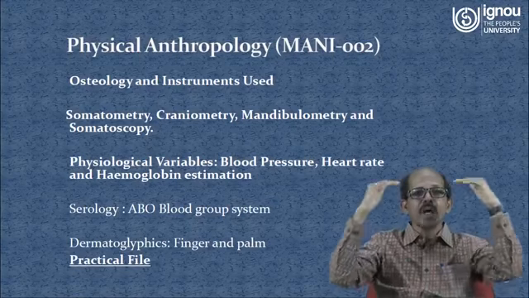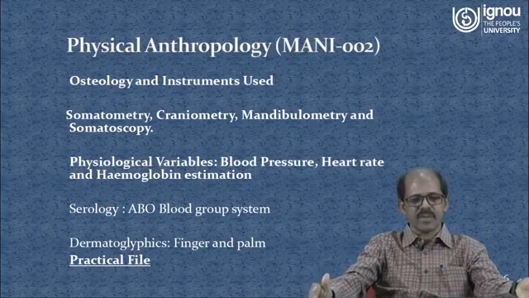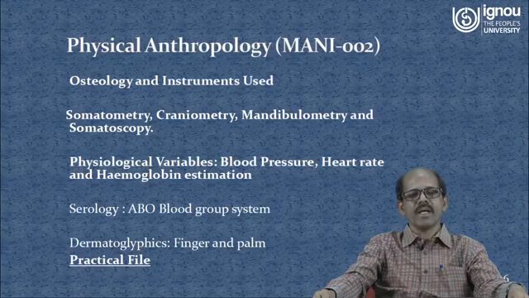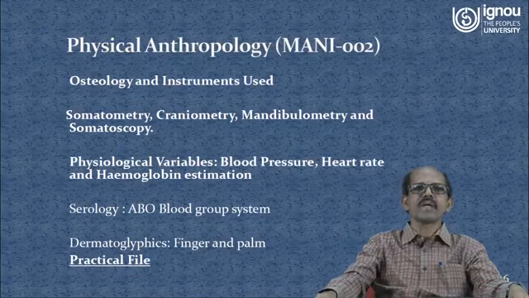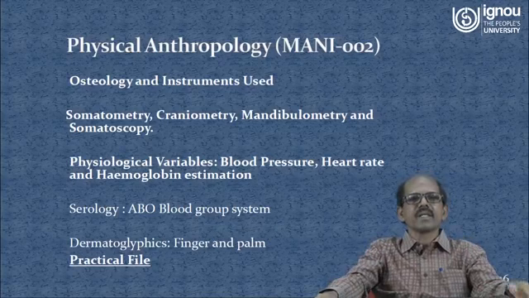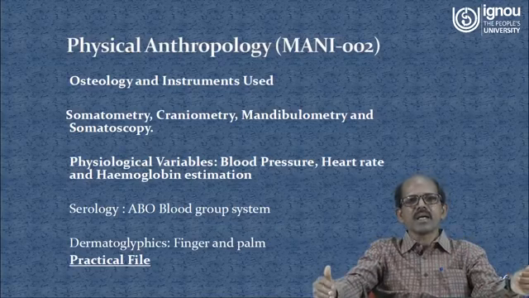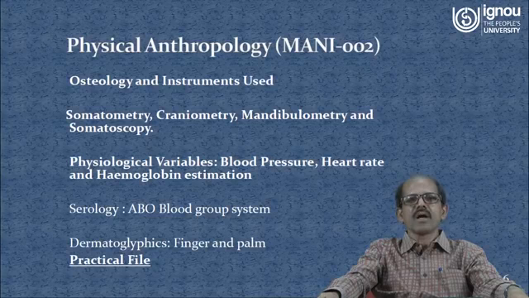Then we have described very clearly about anthropometry. What is anthropometry? Anthropometry is the recording of measurements on a living or a dead human being or on the bones. Anthropometry has been divided into two components, somatometry and craniometry. Somatometry is the recording of measurements on the living human being, but craniometry is the recording of measurements on the bones, which includes your skull bones.